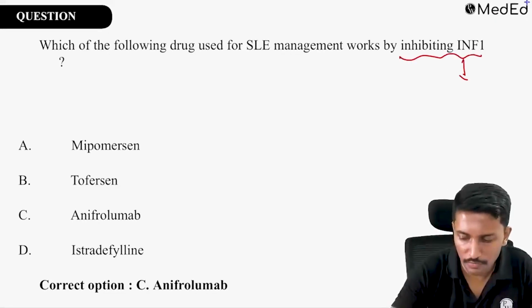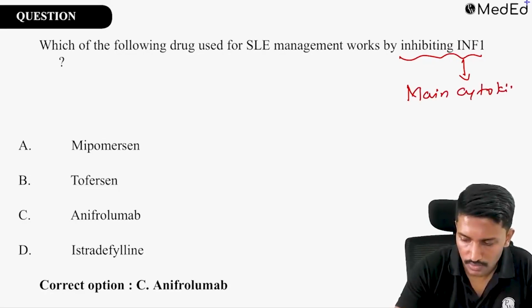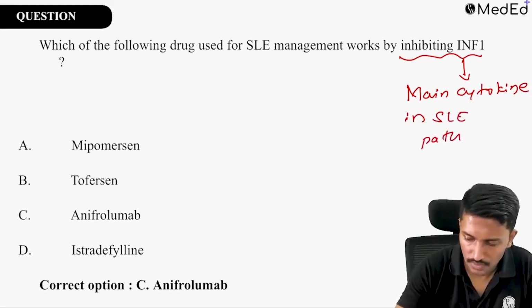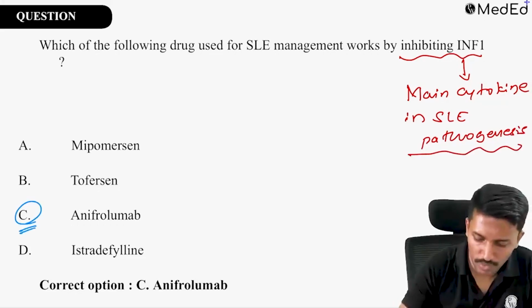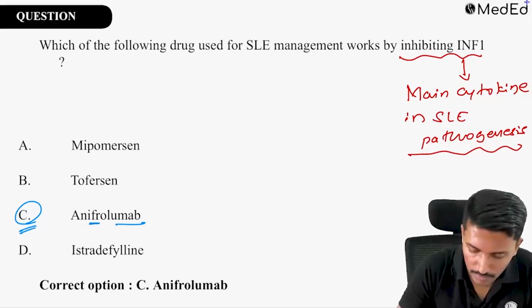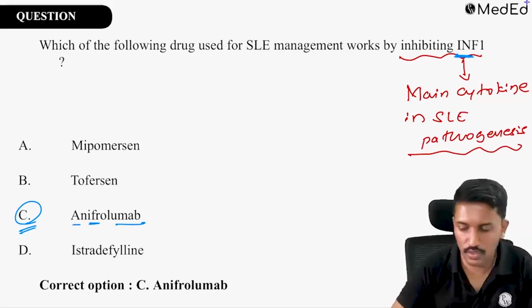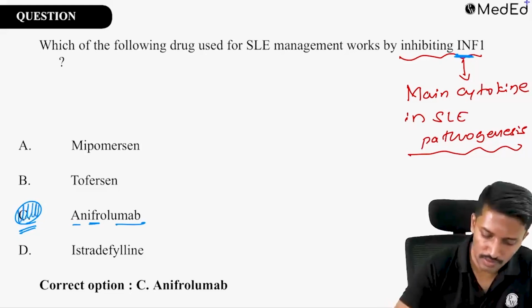Now please remember, interferon 1 is the main cytokine involved in SLE pathogenesis. We did not have any drugs targeting it, but in the last couple of years we have developed a drug called anifrolumab, right? MAB because monoclonal antibody. Here IFR basically stands for interferon. So it is an anti-interferon monoclonal antibody. That's why it's named anifrolumab. So that will be my answer.